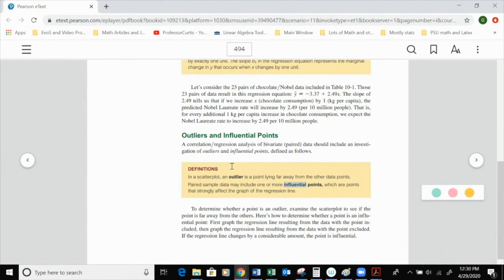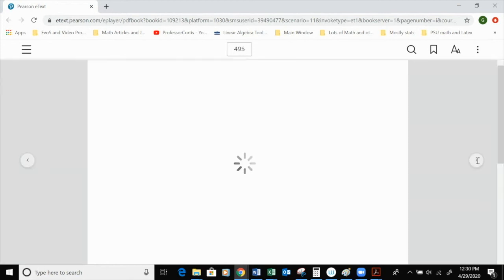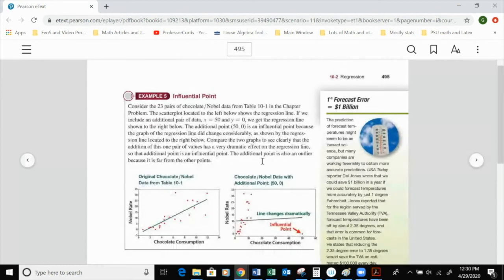So earlier I said an outlier can affect the line in a drastic way. It doesn't have to. And why would that be? Let's look at this next page. I think they have an example here.